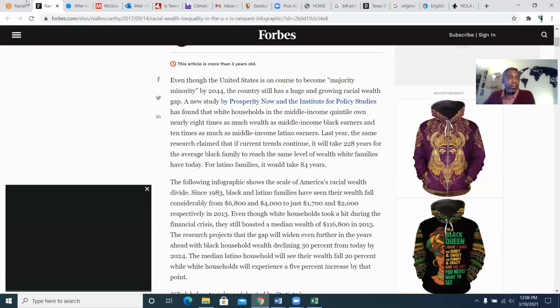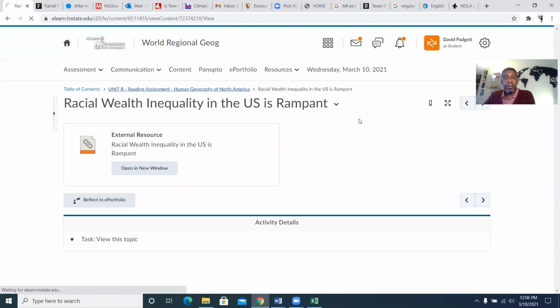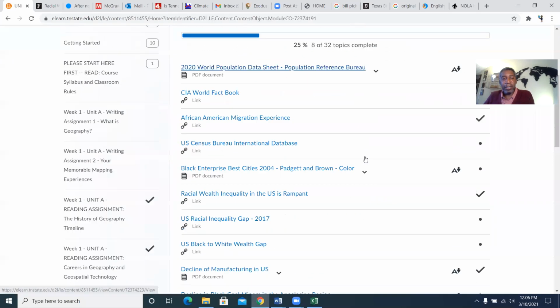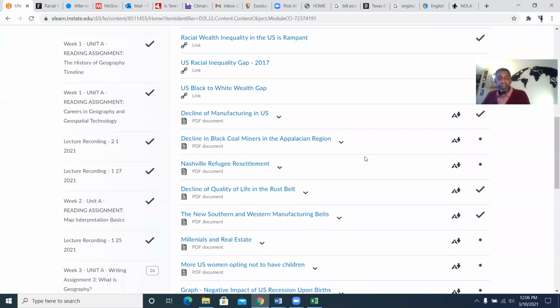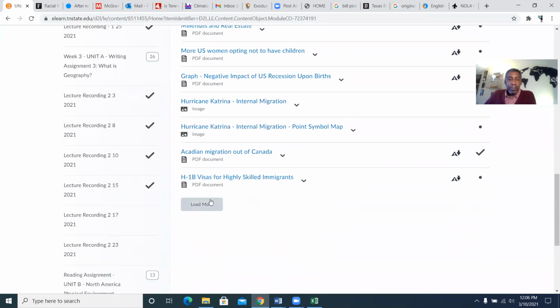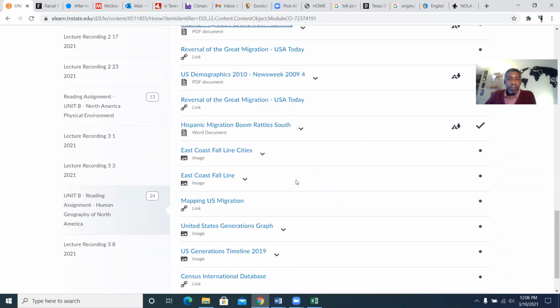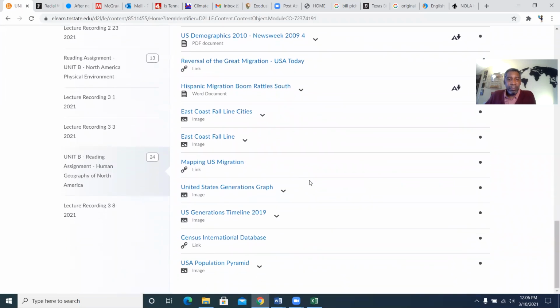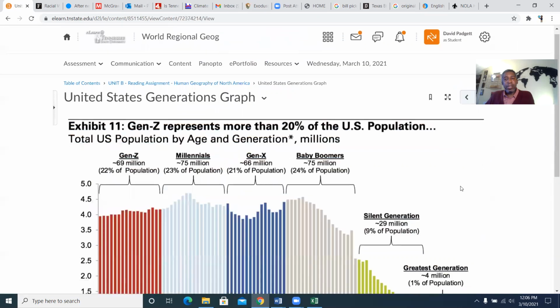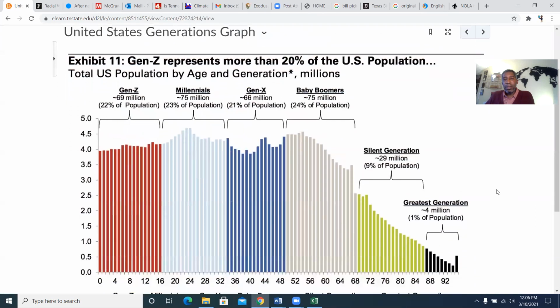Let's look at another piece of demographics in terms of the human geography of the United States. Let's look at these generations. So you've heard about Generation X, baby boomers, millennials. Well, what does all that mean?